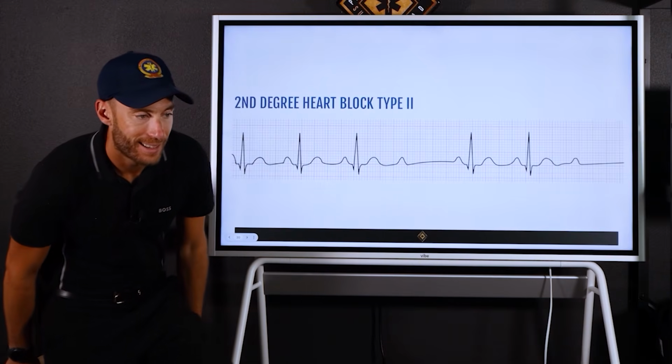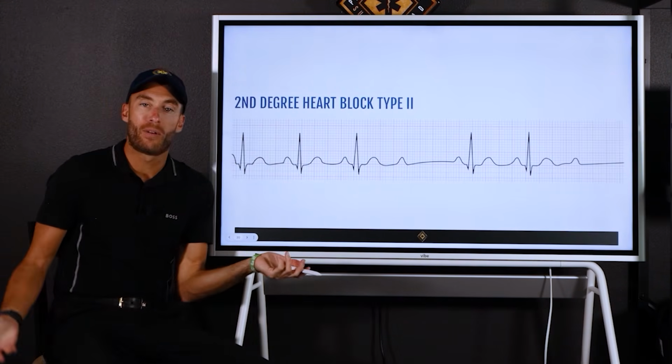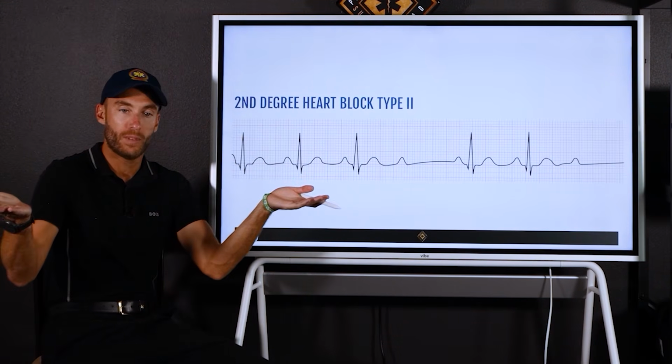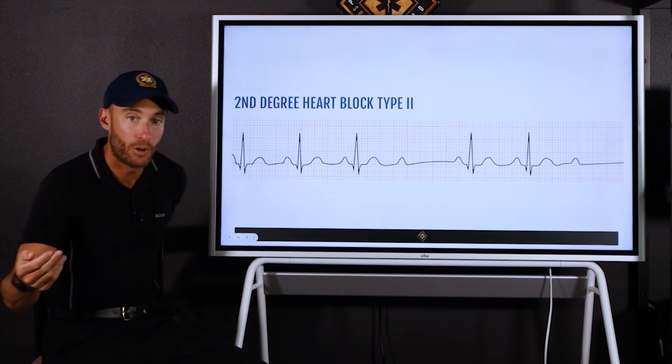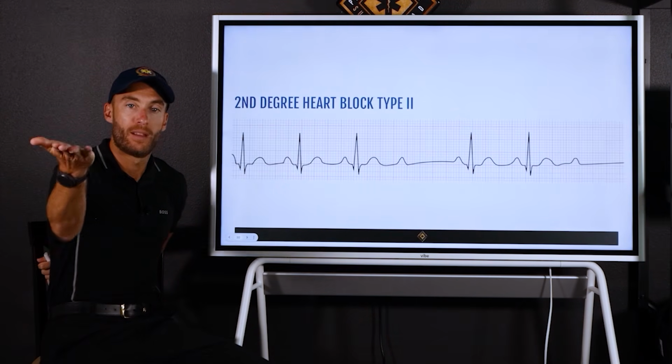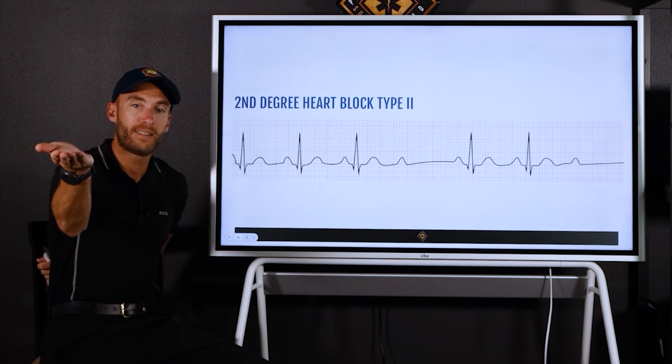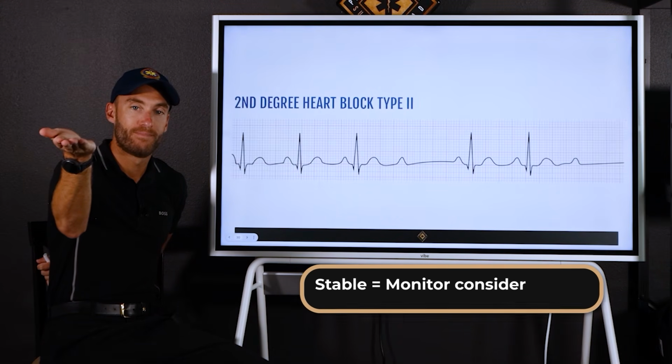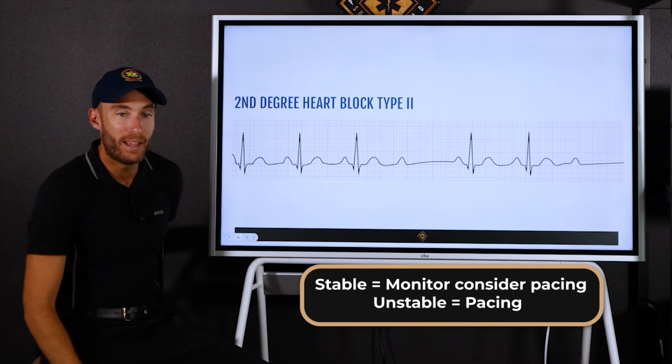Okay? Now, second degree type 2, stable or unstable, what do I do? Oh, I don't have atropine. I got no meds. So the only thing I can do is pacing. That's it.